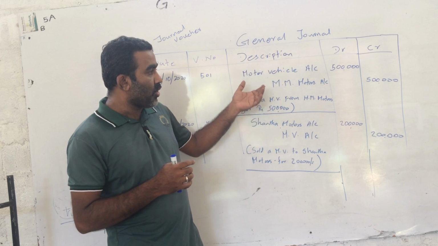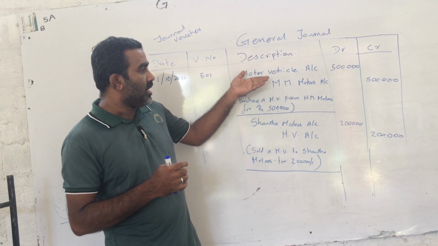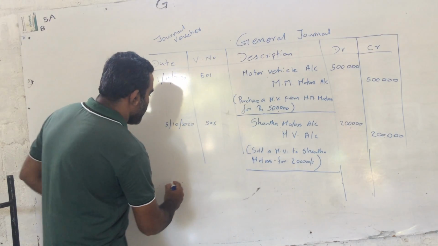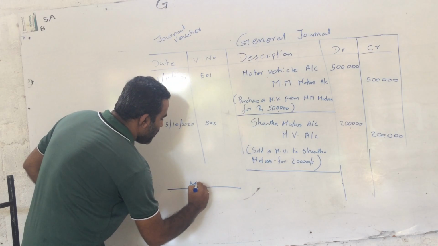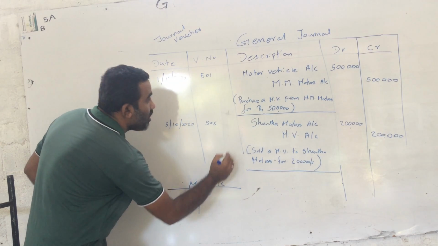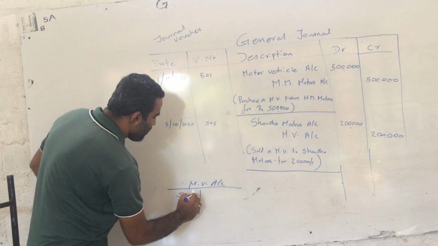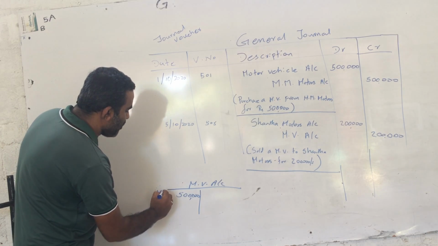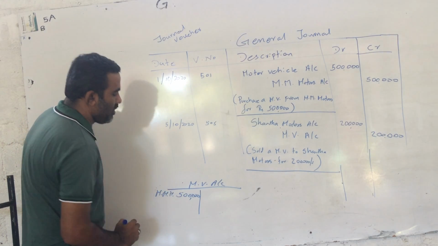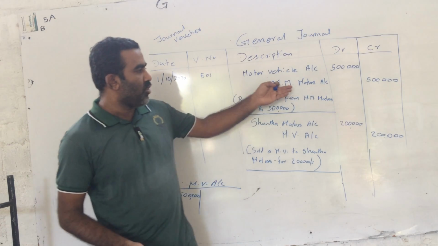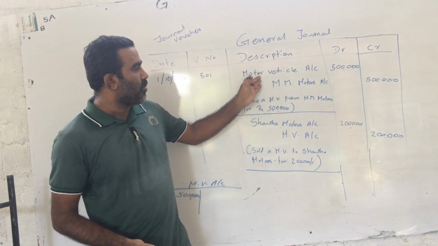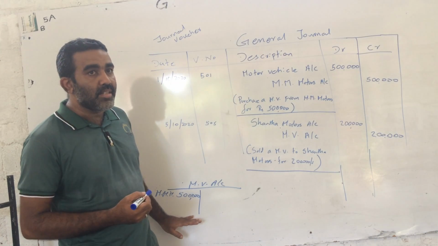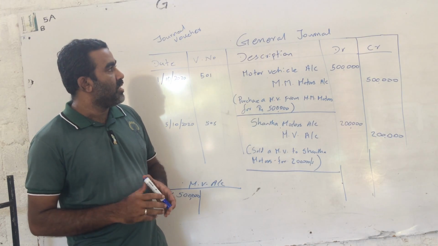For this, the next step is to make the ledgers relevant to this. Motor vehicle account, so we have to open a motor vehicle account, 500,000. Write the opposite account name, MM Motors. Then you have to open another account for MM Motors and write the opposite account, motor vehicle. So you have to repeat the double entry with the ledgers. That's all about the general journal.